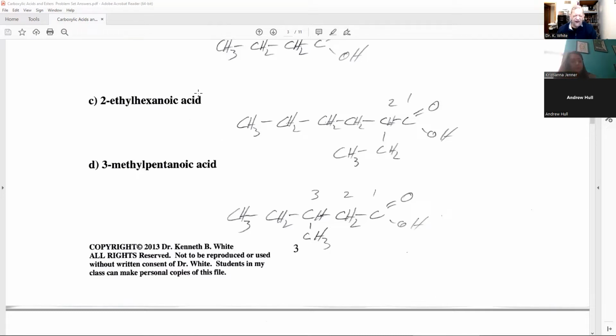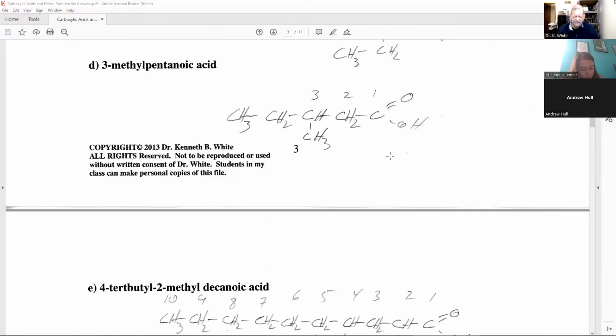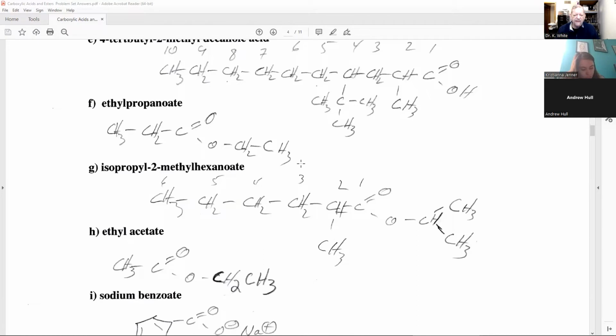Start from the right, move left. Hexanoic acid, carboxylic acid. If OIC was an E, hexane, 6 carbons. On carbon 2, remember the carbonyl carbon is 1, we have an ethyl group. Oh, everybody, heads up. Everybody, G, cross off, I violated my promise to you. That will never be on a test or the final.